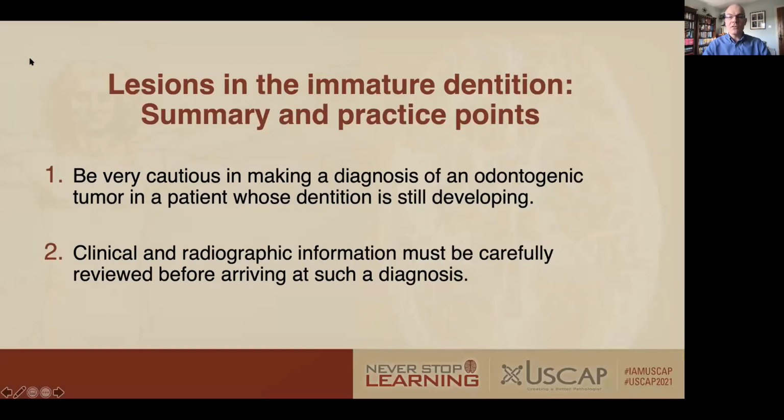As we finish this section, a couple of practice points. Be very cautious in making the diagnosis of an odontogenic tumour or a neoplasm in a patient whose dentition is still developing. Do stop and ask yourself if that is correct. And clinical and radiographic information must be very carefully reviewed before arriving at such a diagnosis.